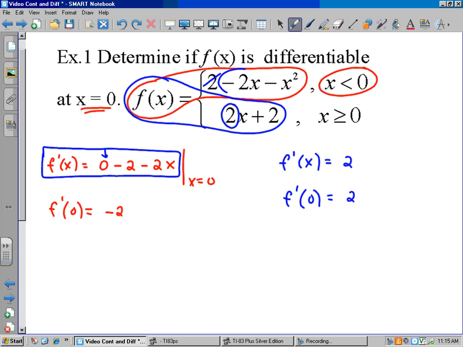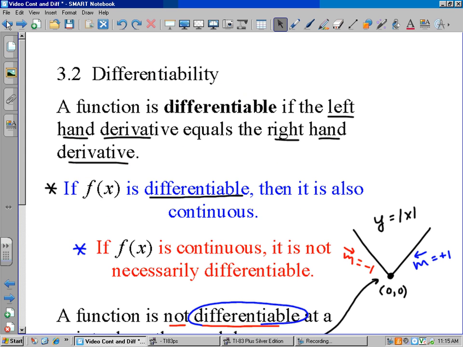The derivative of negative 2x is negative 2. The derivative of negative x squared is negative 2x. All right, so what's my left-hand derivative? Remember, in order for a function to be differentiable, what's the definition? The left-hand derivative needs to equal the right-hand derivative.